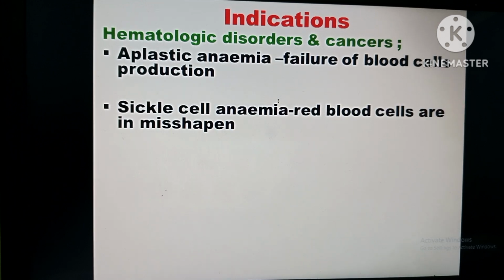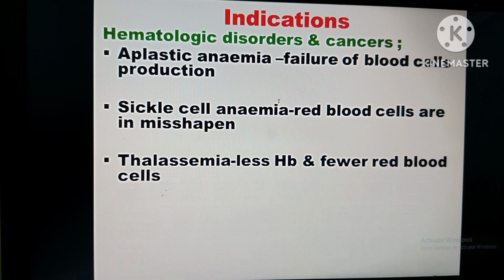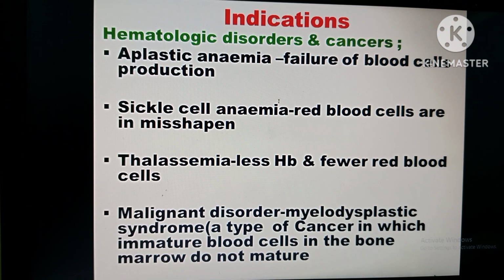The second one is sickle cell anemia. Red blood cells are misshaped, which means they are not in a normal shape. You know about anatomy and physiology, you studied in first year, so you know the normal shape of red blood cells. But here it will be in a sickle shape. Okay, thalassemia: less hemoglobin and fewer red blood cells are there in such a condition also.